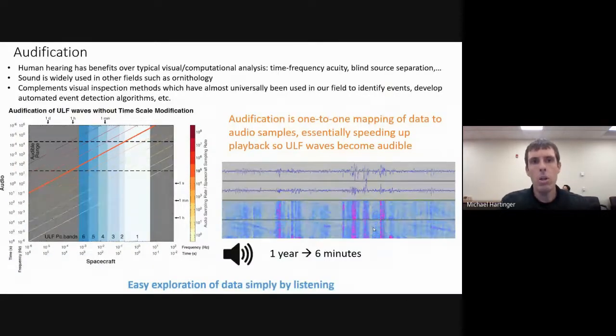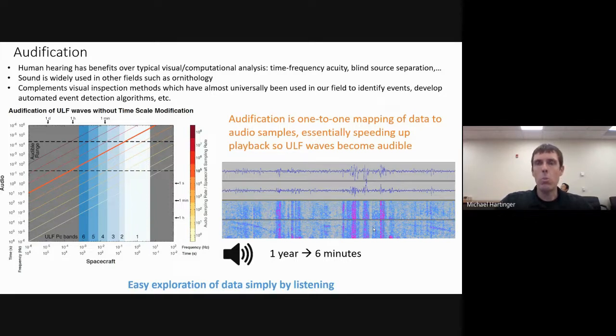Okay, so why bother using sound? What does sound give you that you can't get with visual analysis, which we almost exclusively use? Human hearing has benefits over typical visual analysis, or computational analysis that's based on visual analysis, when you're identifying or developing the algorithm. Things like time-frequency acuity and blind source separation are different areas of research about the types of patterns that the human auditory system can pick out that are unique.